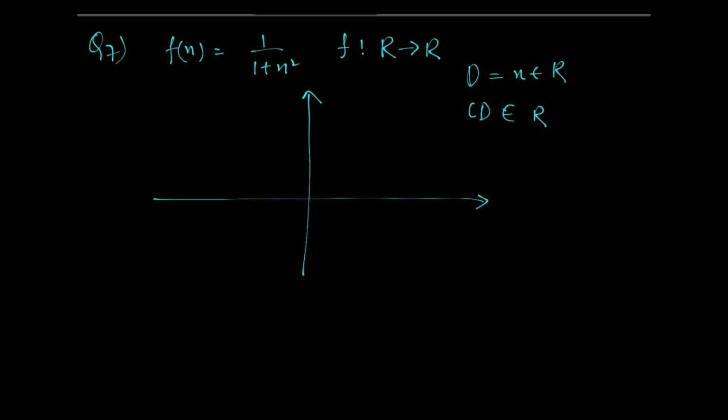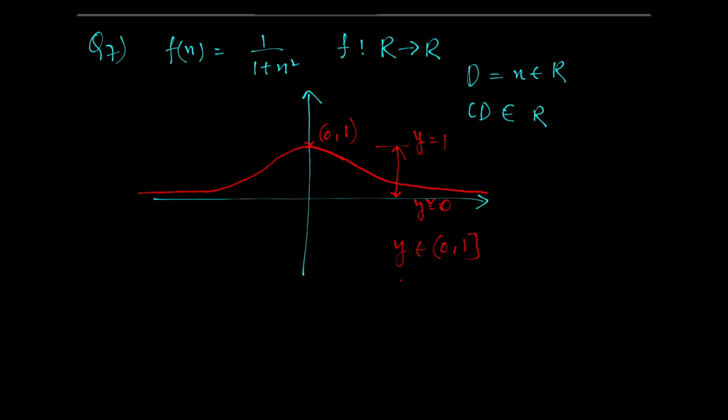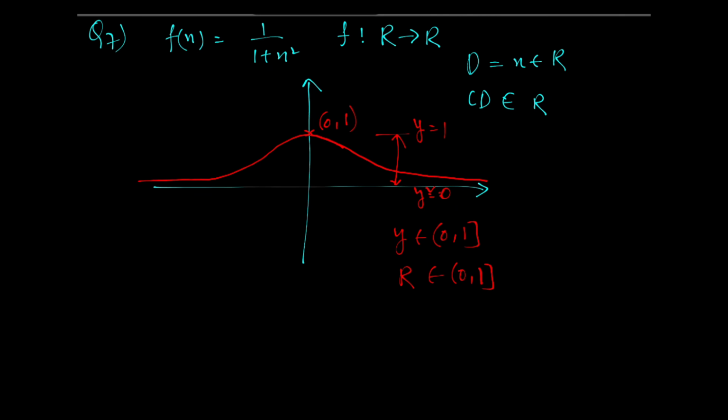So let me draw the graph of 1 divided by 1 plus x square. Previously we have defined that the maximum value is y equal to 1, at the point (0, 1). The possible values of y range from approximately 0 to 1. So the range of y is the interval (0, 1]. This is the range value, or you can even say the length of the range. But the length of the codomain is much greater than the length of the range, right?